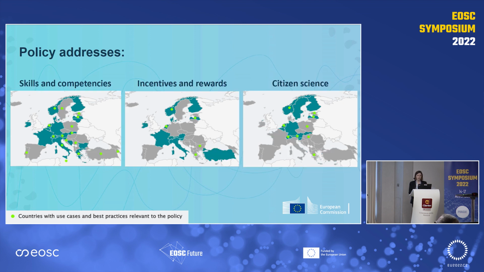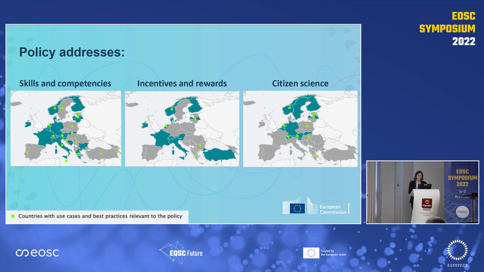If you look at the human and cultural aspects contributing to making open science the new normal, these maps here of skills and competencies, incentives and rewards, and citizen science could illustrate this. So if we compare these maps, these are perhaps covered to a lesser extent than the elements on the previous slides.